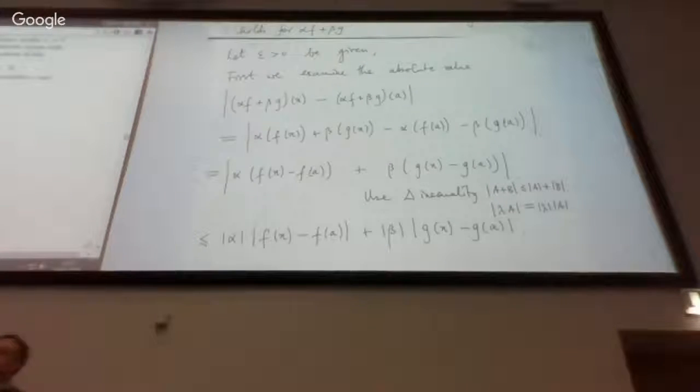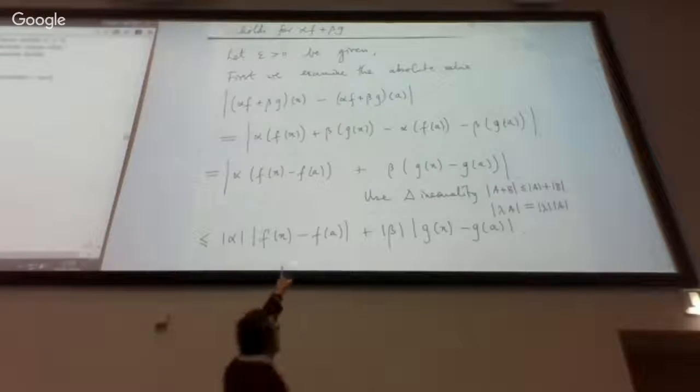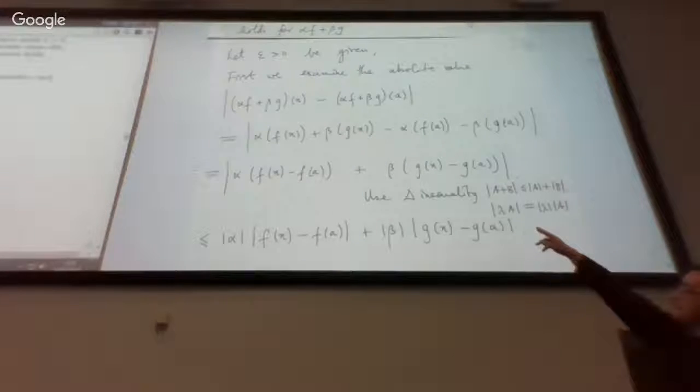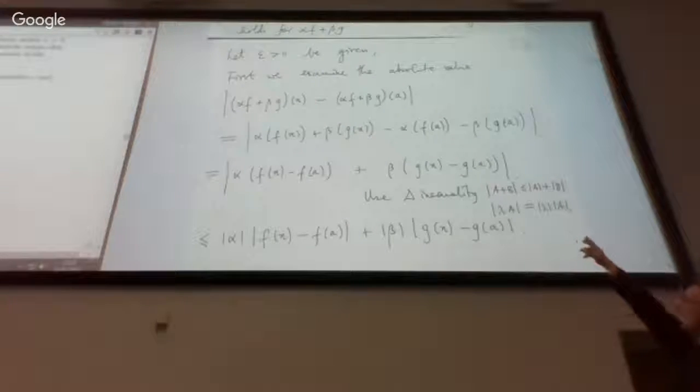So remember, what we're engaged in at the moment is we're trying to prove that the formal definition of continuity holds for the new function alpha f plus beta g. This formal definition, the crucial part of it, we need to show that we can satisfy this inequality here with a suitable choice of delta. So in our case, it means we have to control the size of this absolute value at the top of this page here, the absolute value of the difference of the value alpha f plus beta g at x and its value at A.